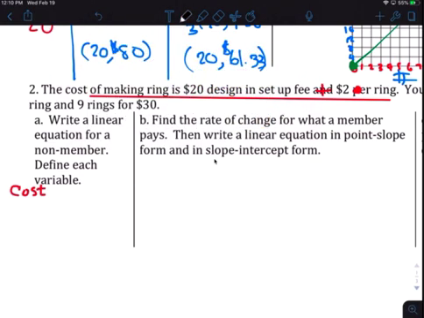20 plus, and it's plus. It's a setup fee. There's no per in here, so you don't put times there. You put times next to the 2. 2 times, and then x for the number of rings. If you notice here, x. So 2x, and x represents the number.